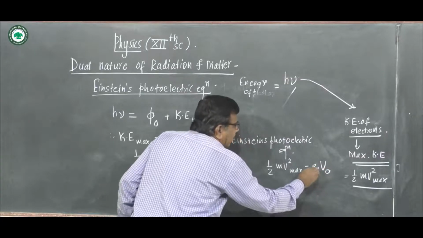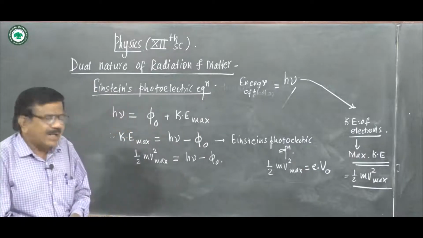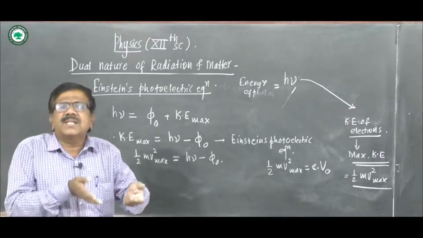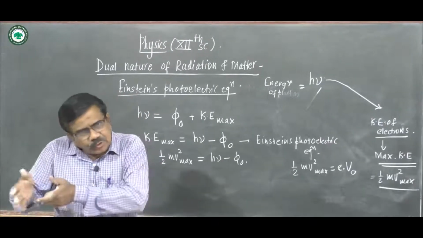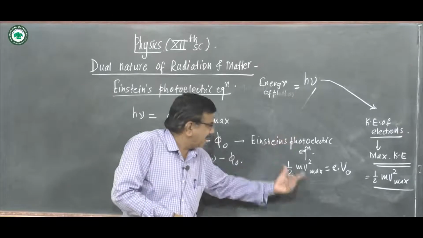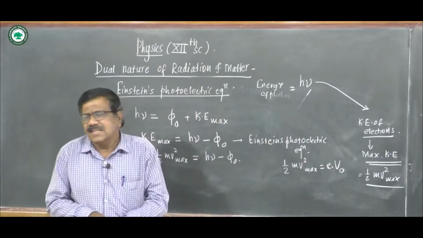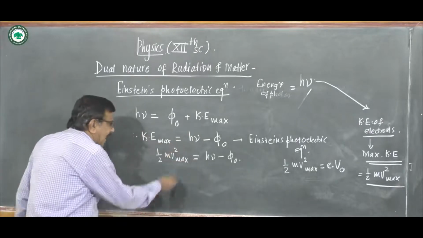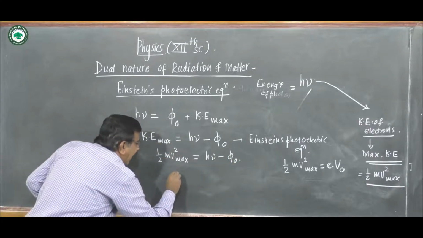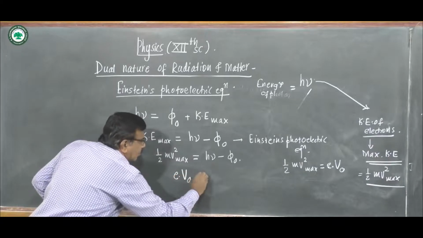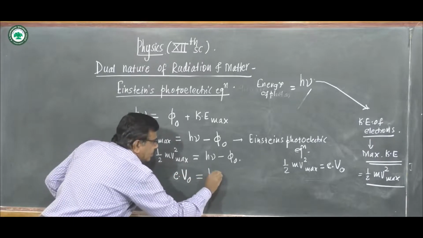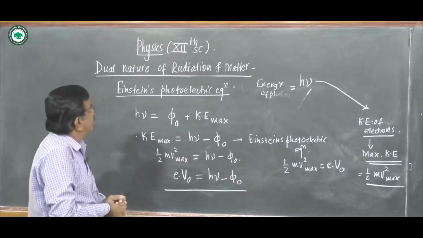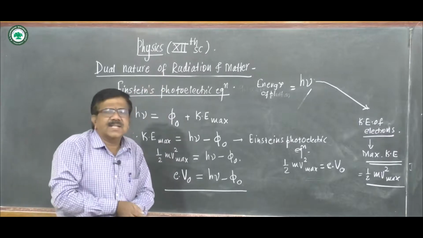e is the magnitude of charge on the electron, and V0 we know is the stopping potential, that is the minimum retarding potential given to the collector for which photoelectric current becomes 0. In that article we know that 1/2 mv square max is equal to e into V0. Hence we also write this equation, instead of 1/2 mv square max, as e into V0 is equal to h nu minus phi 0. So this is about Einstein's photoelectric equation.